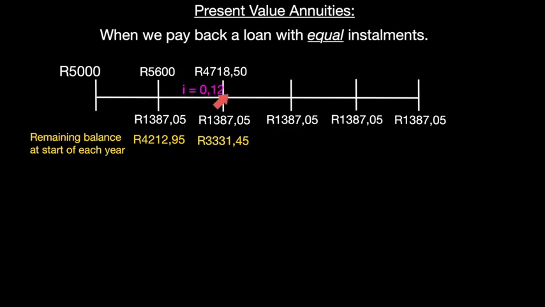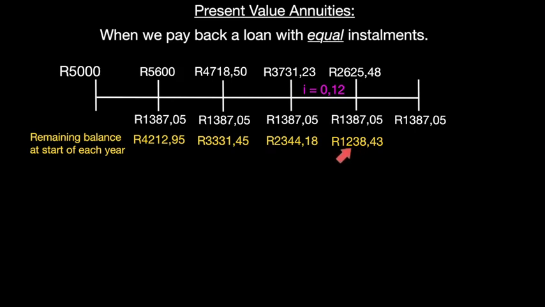So this amount grows by 12%, we end up with this amount, we make our equal payment, and we end off with our remaining balance at the end of the third year, or this is the amount that we still owe at the beginning of the fourth year. So this amount grows by 12%, we make our equal payment, and we get our remaining balance at the end of the fourth year, or the remaining balance at the start of the fifth year.